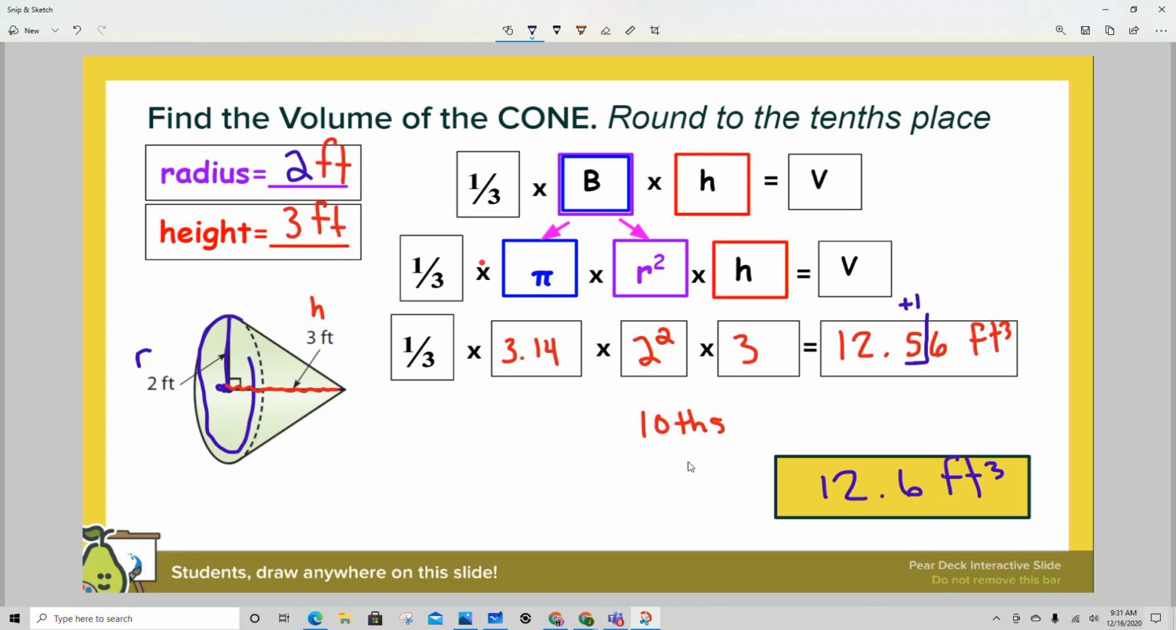Okay? All right, so this is going to do it for today's lesson on examples for volume of a cone.